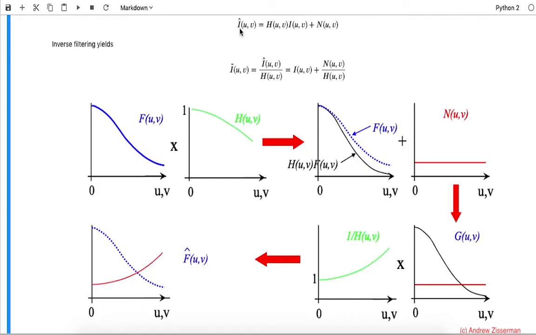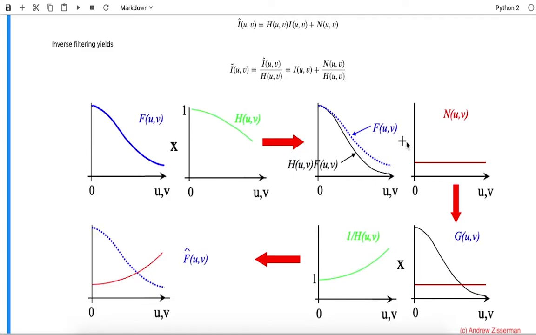This is our degradation model in the Fourier domain. H(u,v) is my blur kernel's Fourier response, I(u,v) is my image's Fourier response, and N(u,v) is my noise. Let's say the Fourier transform of my image is something like this. It has a decaying spectrum, and since my blur kernel is also a low pass filter, it also has a decaying spectrum. When I multiply them, you get this black line, which is H times I, and then we're adding noise in this Fourier domain.